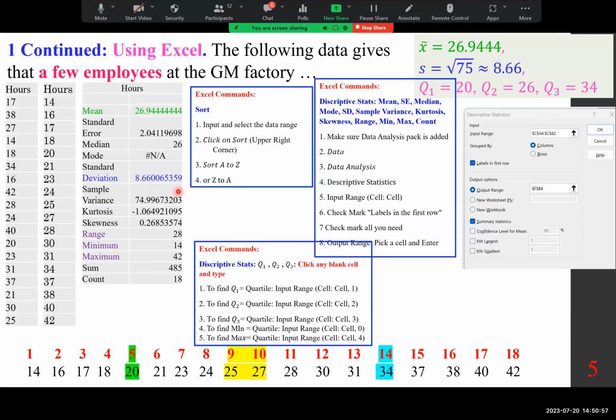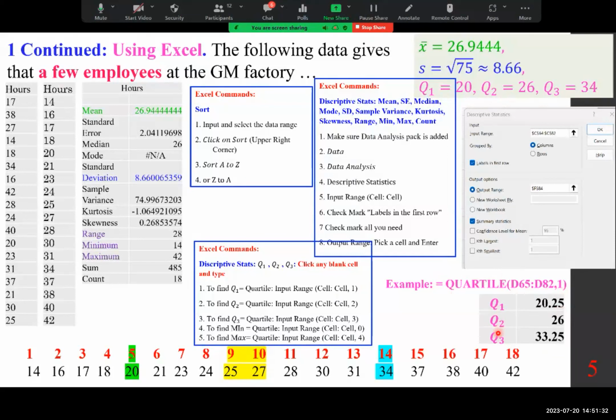Now, how do you find Q1, Q2, and Q3? To find Q1, you have to use this command. You put the quartile, and then parentheses. You start from the specific cell to a specific cell and comma 1. So you write down equals QUARTILE, parentheses, for example, D65 to D82, comma 1. That gives you Q1. All you have to do is repeat the same thing, change it to 2 and 3, and it gives you the rest of it. So we have Q1, Q2, Q3.